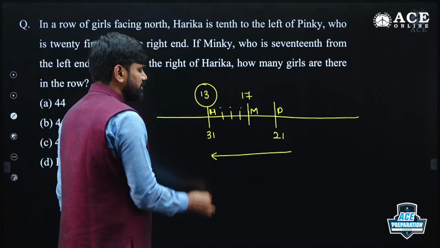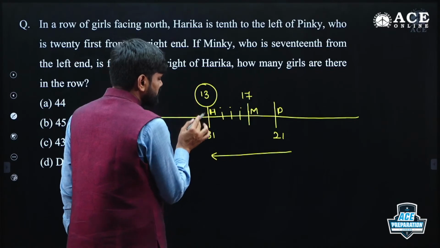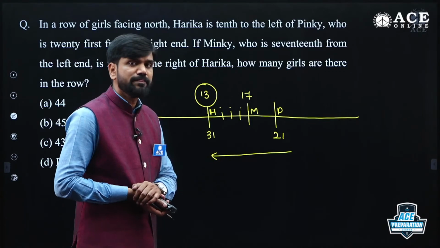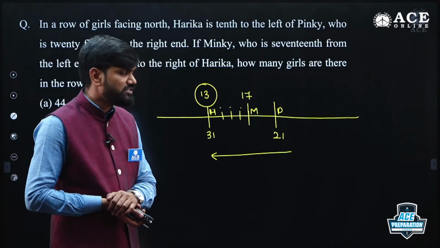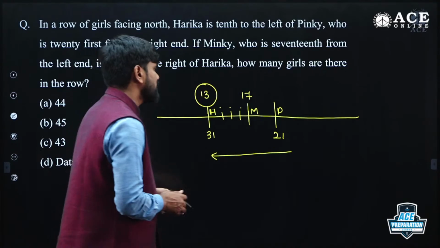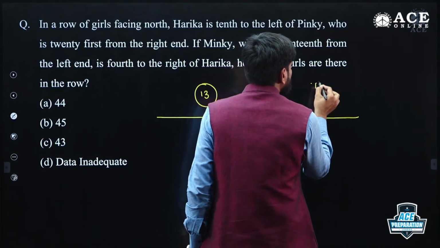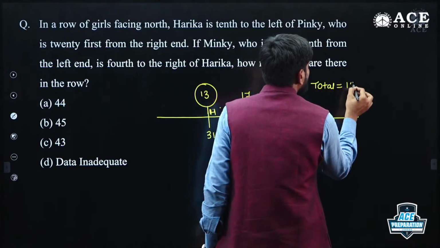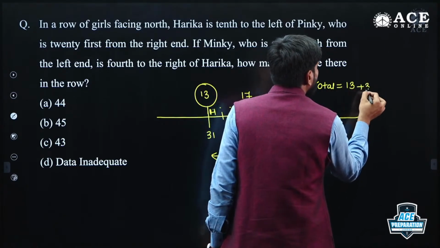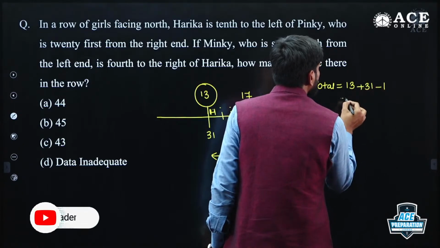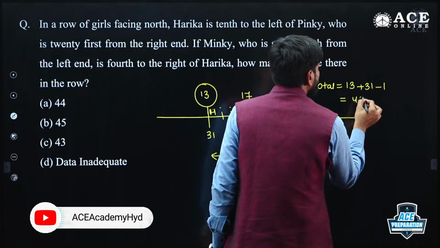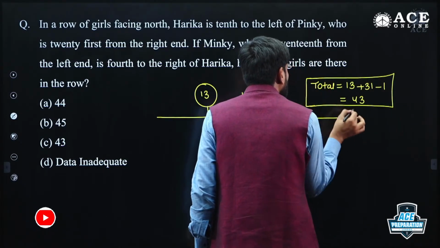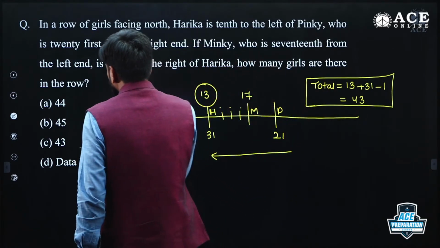So if you take the total here, this plus this is adding up to 44, but the total will be one less than that, hence it should be 43. If you want, I will write it as an equation here. Total is equal to the position of Harika from both the ends, 13 plus 31 minus 1. That will be 44 minus 1, which is 43. Hence, your answer should be 43. That is option C.